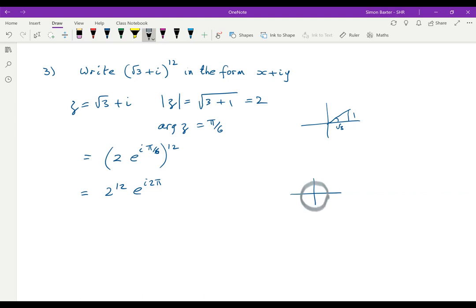oh, I've got the wrong pen on, argument 2 pi and modulus 2 to the 12. 2 to the power 12 is 4096, and so the answer is just 4096. I haven't done that one with cosines and sines. I'm hoping that you're beginning to appreciate that just using r e to the I theta is a rather good idea.